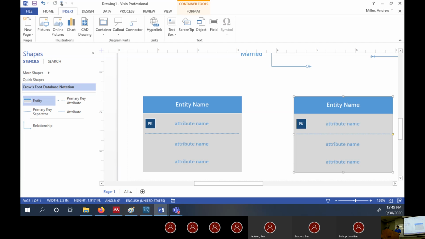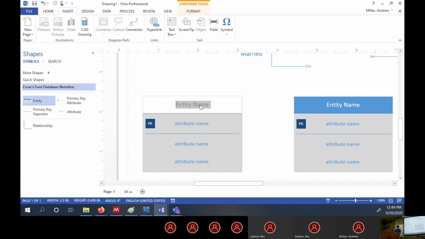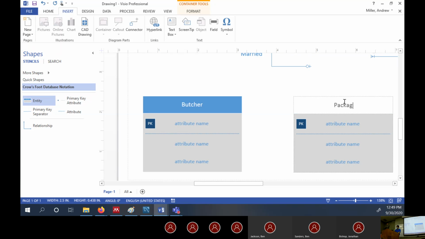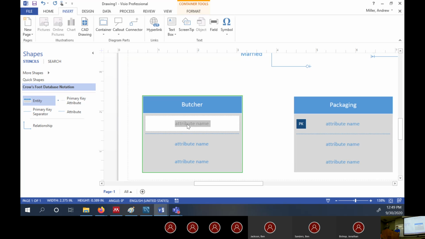Butchers and packaging. All right, let's take a look at butcher. And you said packaging? All right, what would you say the primary key for butcher would be? Butcher ID. And then you want a first name, last name?